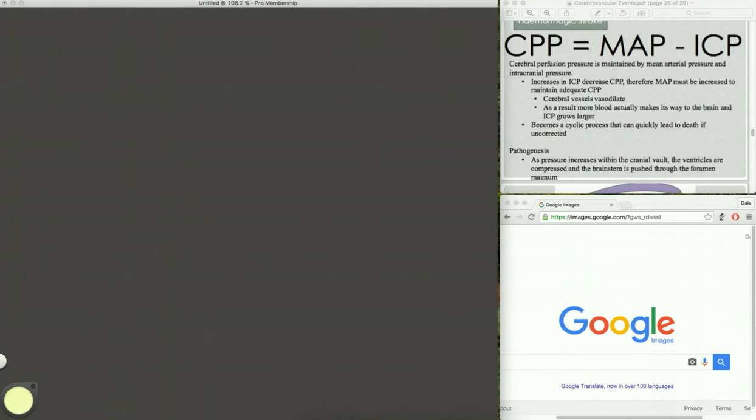So when we're looking at intracerebral pressure, really we're looking at an equation between three things. We're looking at our cerebral perfusion pressure, or CPP. We're looking at our mean arterial pressure, which is our MAP, and we're looking at our ICP, which is our intracerebral pressure. So again, our CPP is our cerebral perfusion pressure, or the amount of blood that we're getting to the brain in order to allow for oxygenation and perfusion.